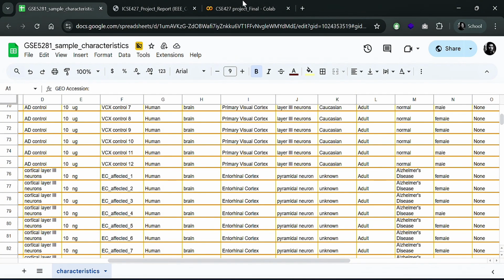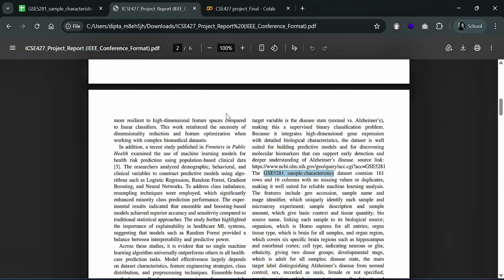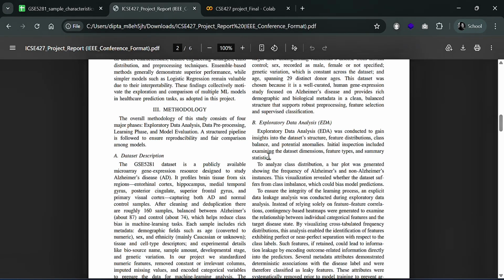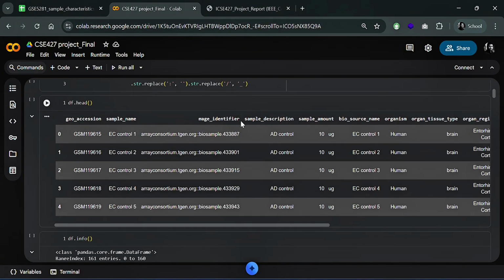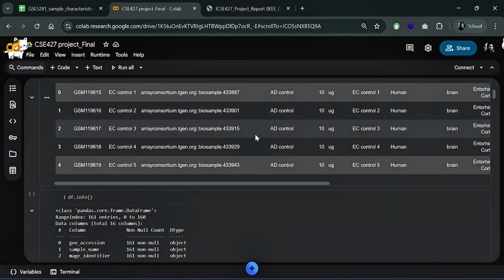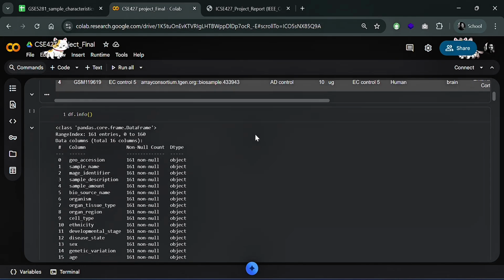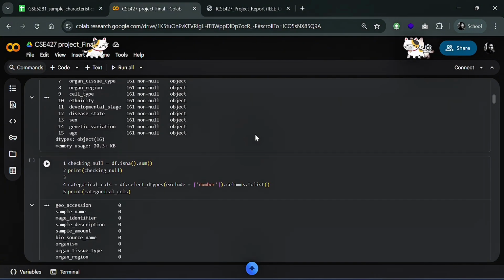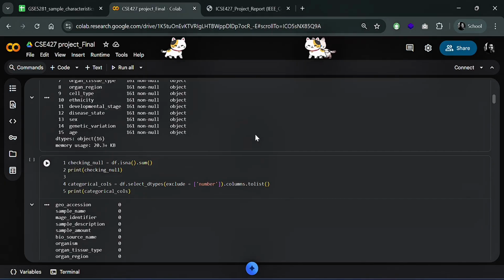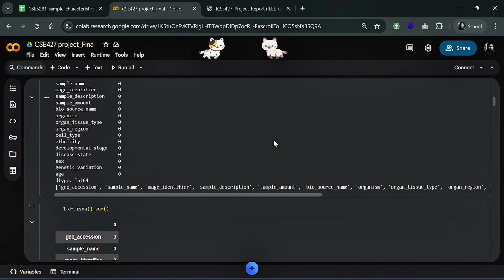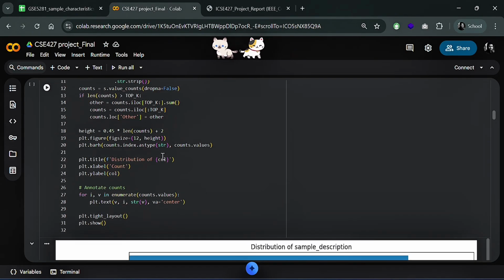If we go to the EDA part, our exploratory data analysis, I have performed some feature distribution, class balance, and potential analysis. One of the most important findings during EDA was data leakage. Data leakage occurs when uncertain features directly or indirectly encode the target label, leading to unrealistically high accuracy. In healthcare applications, this is especially dangerous because it creates false confidence in model performance. So, this is the main aspect I have found.